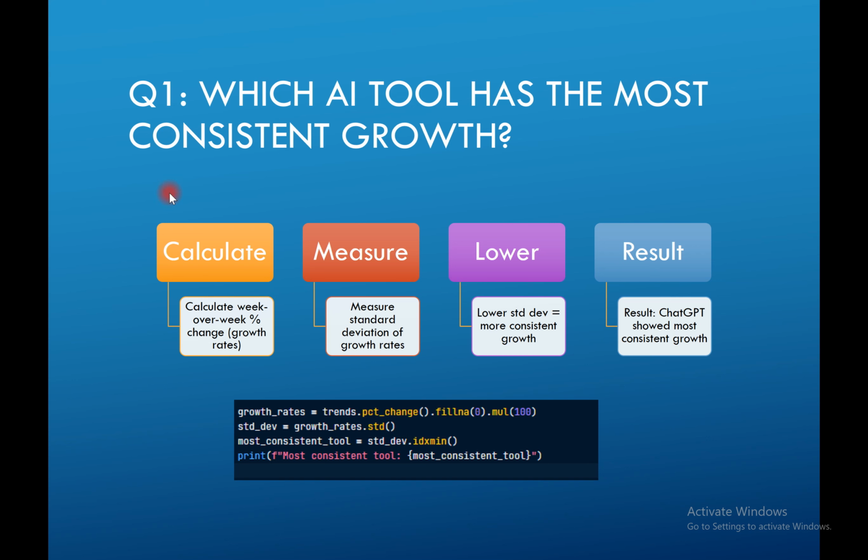My first analysis was to find which AI tool had the most consistent growth. I calculated the week-over-week growth rates for each tool. Then I computed the standard deviation. A lower standard deviation meant more consistent growth, and the winner here was ChatGPT, which we all know was the first one that got the attention of most people. This kind of insight is useful for understanding real-life market performance.